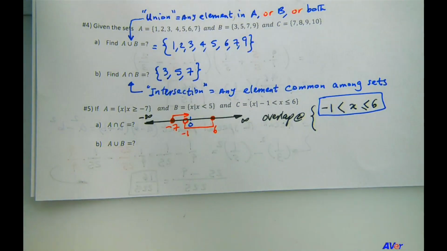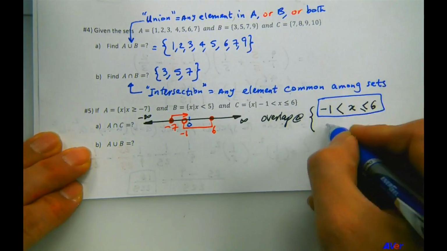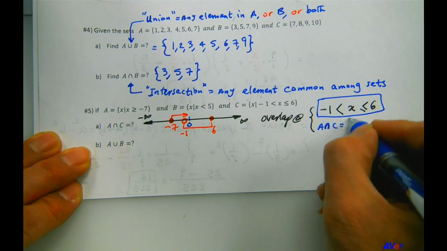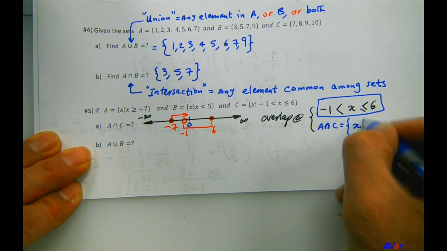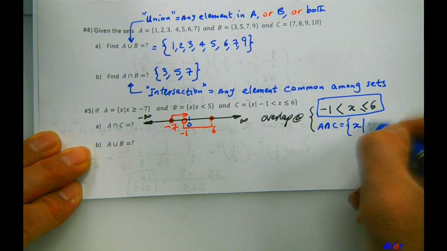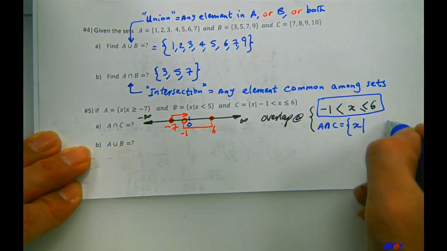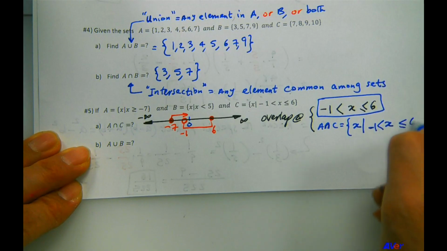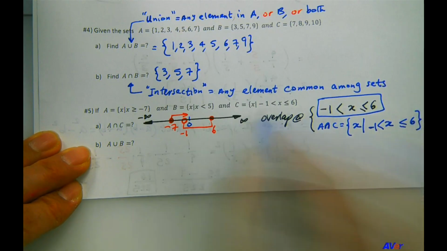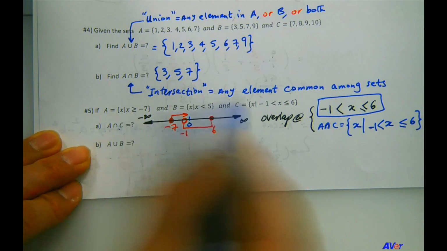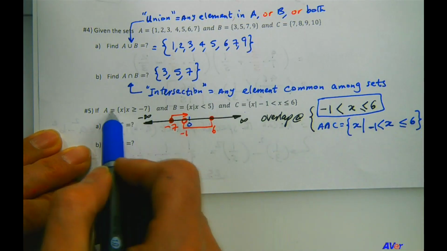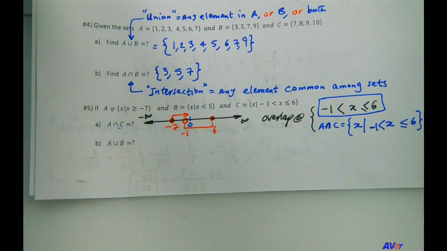And then also we can say A intersection C is equal to X such that X is greater than -1 and less than or equal to 6. So it's the same thing. A intersection C is equal to C, which is fine because that's where the two sets A and C overlap. Okay.